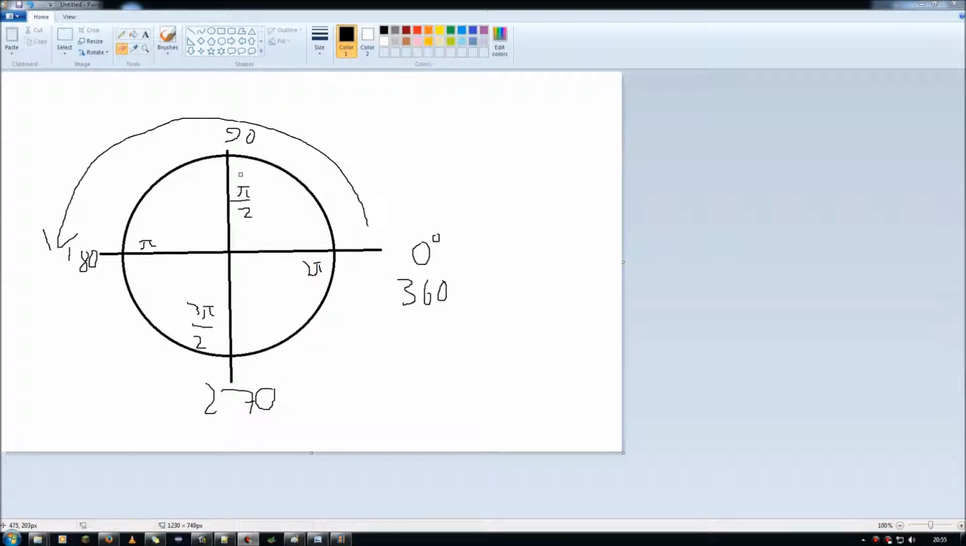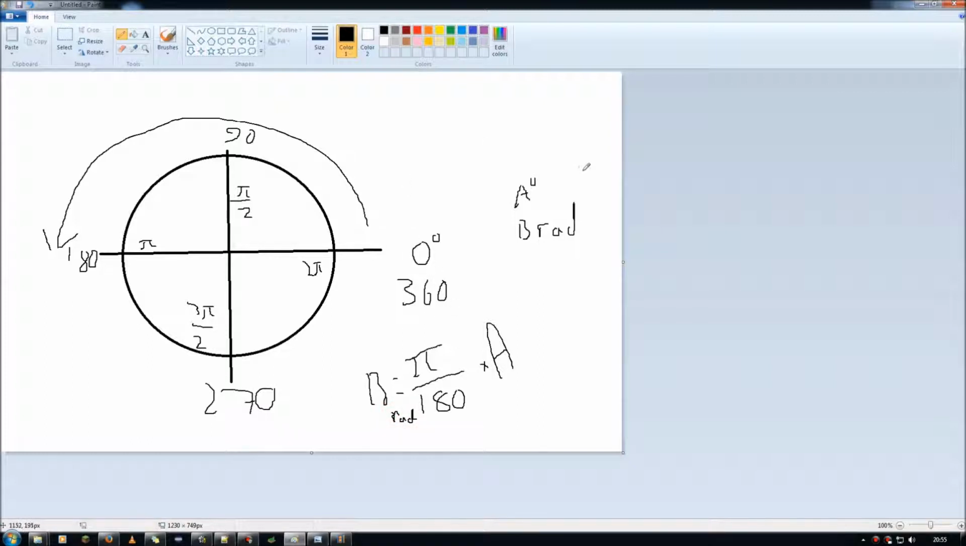So basically, let's say angle A. You've got A degrees and you want B radians. So B is pi over 180 times A. So that will give you B radians.